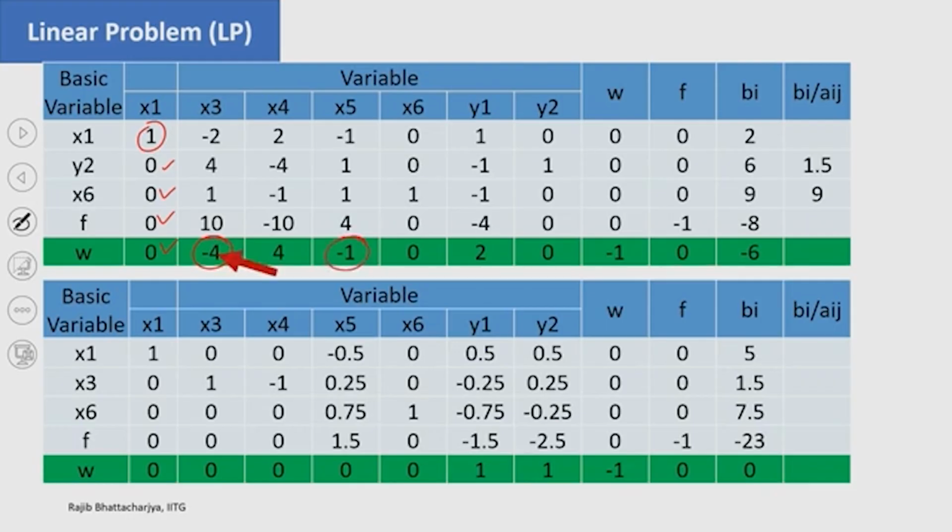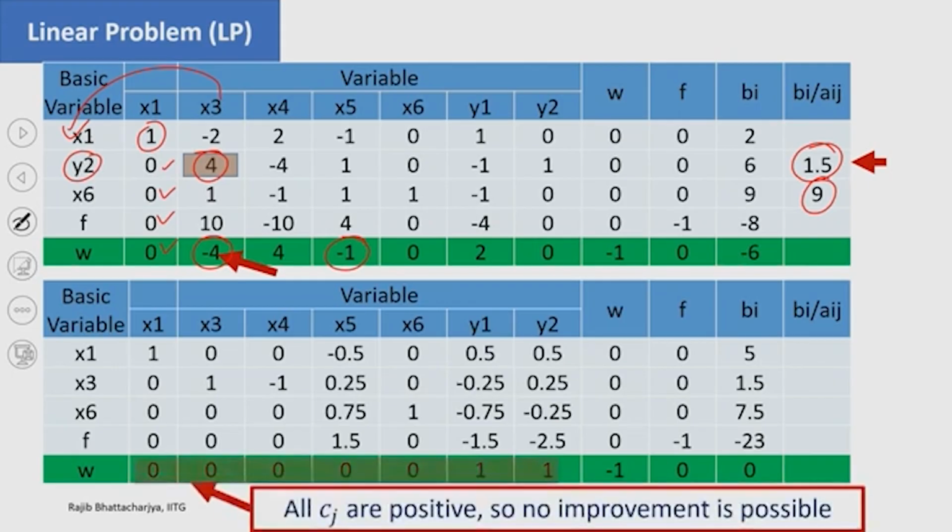So, this is the minimum one. So, that means x 3 will enter into the basis and we will calculate the ratio, and this ratio is 1.5 and this is 9, and so that is the minimum one. So, therefore, this is your pivoting element now. So, if it is the pivoting element, then y 2 will be replaced by x 3. So, if I do that, what am I getting? So, now x 1 is there, x 3 is there and x 6 is there, and y 1 and y 2 are not there in the basis.